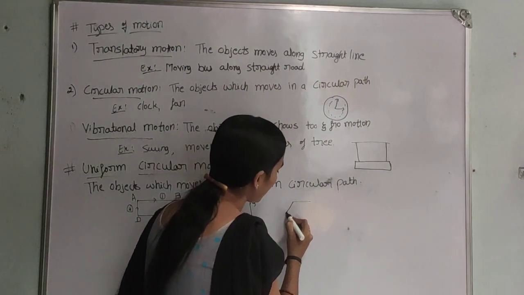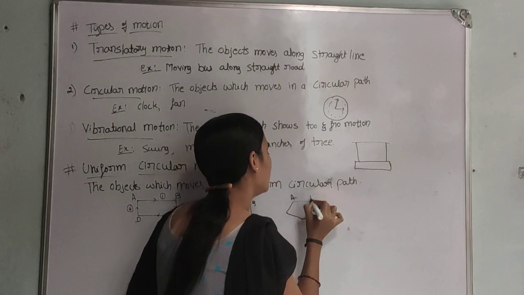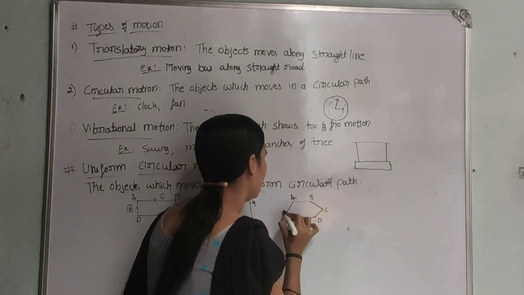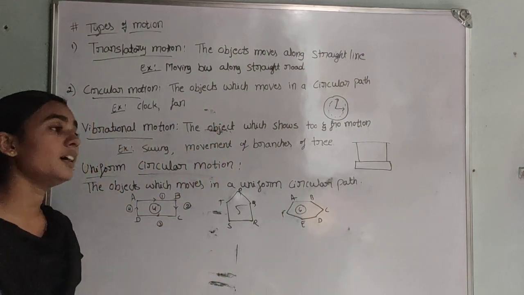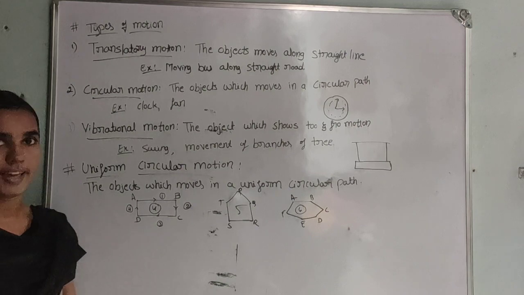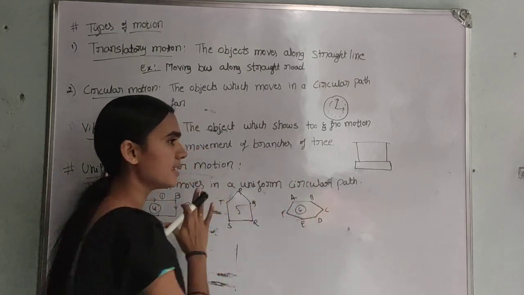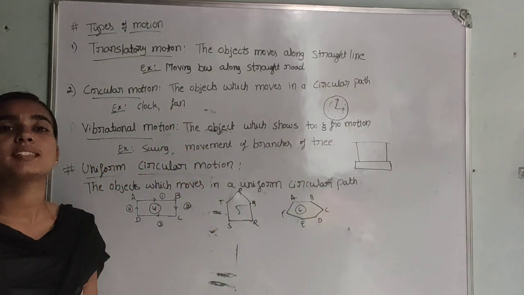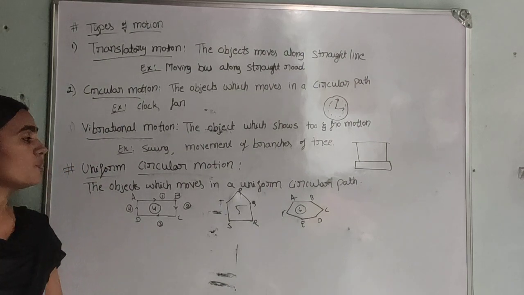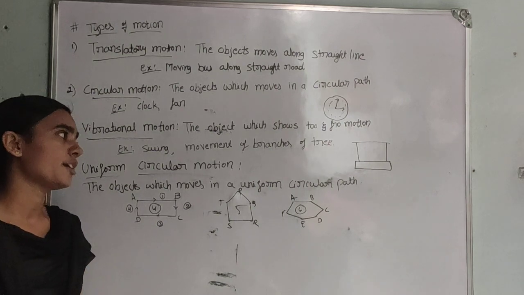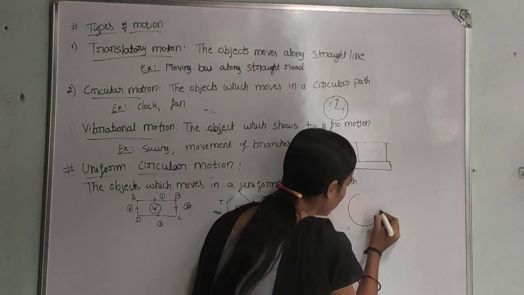If he is moving in a hexagon, hexa means 6. So how many times? Here 5 times, here 6 times, here 4 times the athlete changes his direction. So how can we identify it? By the number of sides. How many sides does the track have? Based on that, we can say that many times the athlete changes his direction. Now suppose the athlete moves in a circular path.